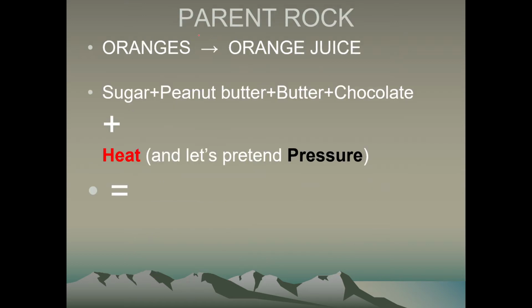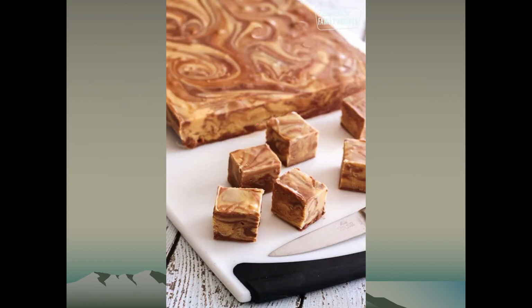A fun way to think about metamorphic rocks and their parent rocks is to think about everyday things and how they go through metamorphosis. Oranges, right? You squish an orange and you get orange juice. So we can say the parent, quote, rock of orange juice would be an orange. And if we take sugar and peanut butter and chocolate and give it some heat, and we can pretend we're giving it pressure too, what do you get? Delicious fudge. So the parent rock of fudge is something made up of sugar and butter and all that other good stuff.